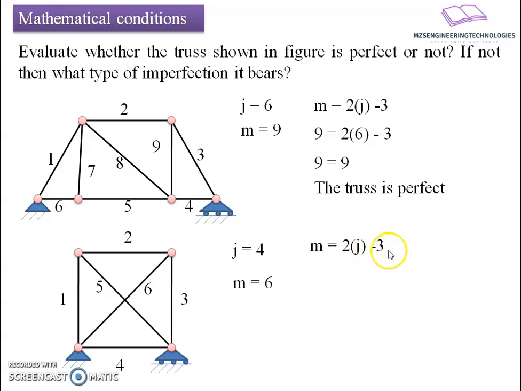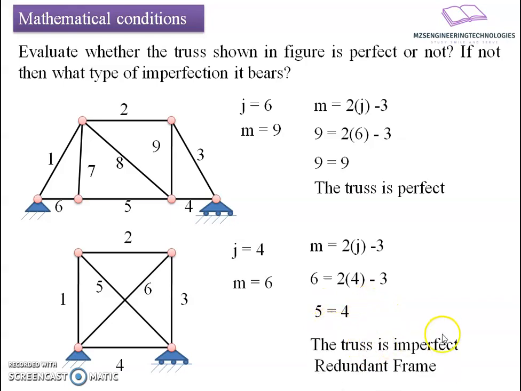So m equals 2j minus 3 will give 6 equals 2 into 4 minus 3. That is 6 equals 5. Which means the number of members is in excess, and that type of deficiency we call an imperfect truss, and the deficiency is a redundant frame. Here we have extra members. We can make it determinate by removing one of the members.